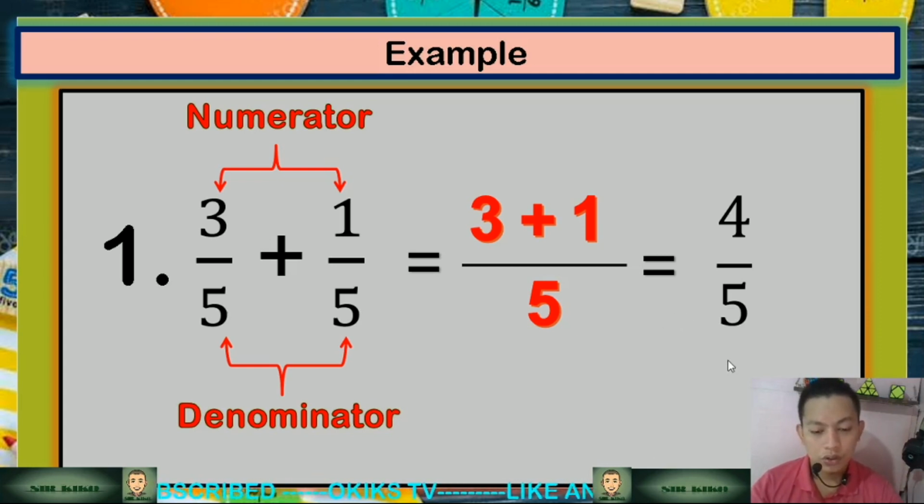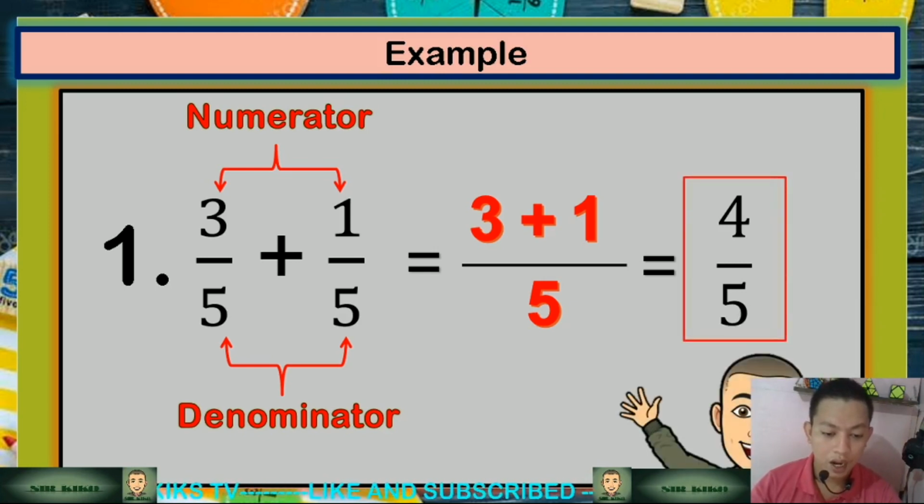In simplifying your answer, can you write this one as a mixed number? No, because this is a proper fraction. Next, you're going to observe the numerator and the denominator if there is a common factor. Is there any common factor between 4 and 5? No. So if none, this would be your final answer.